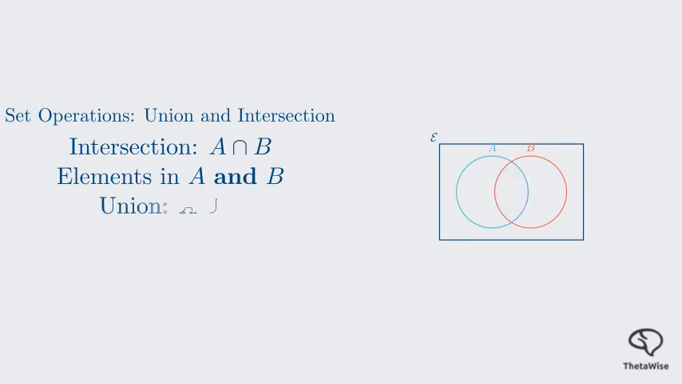The symbol that looks like a U is the union. A union B means elements that are in A or in B, or both. In our diagram, this covers the entirety of both circles. Think of a labor union where everyone is brought together into one big group.